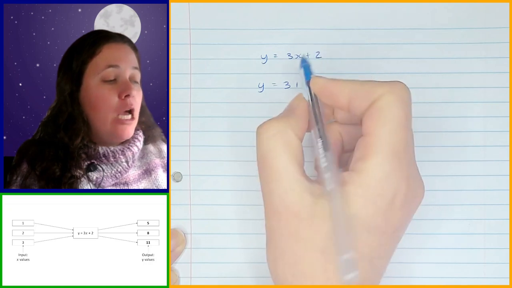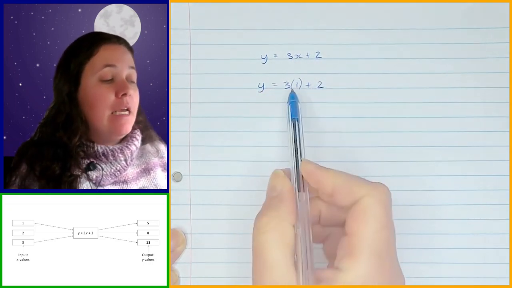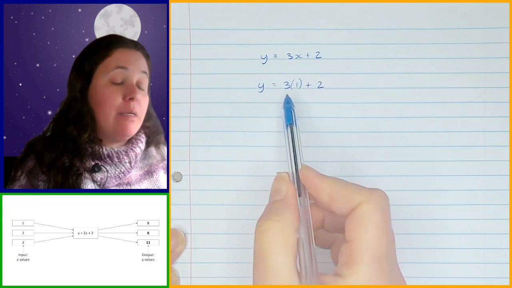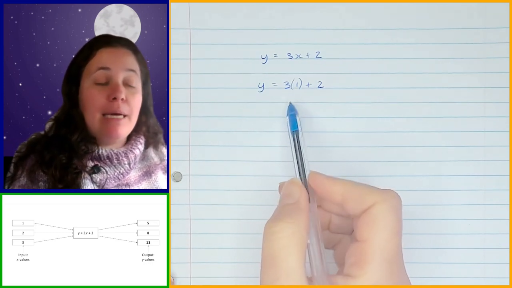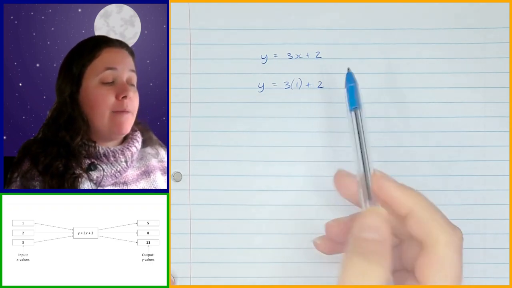I have 3x, but this makes it look like 31. So I can't do that. I have to put it in brackets. So this is something we need to get used to doing. It's something that I was already doing when we were working in the pattern section. I just didn't bring your attention to it. Okay, this is called substitution.